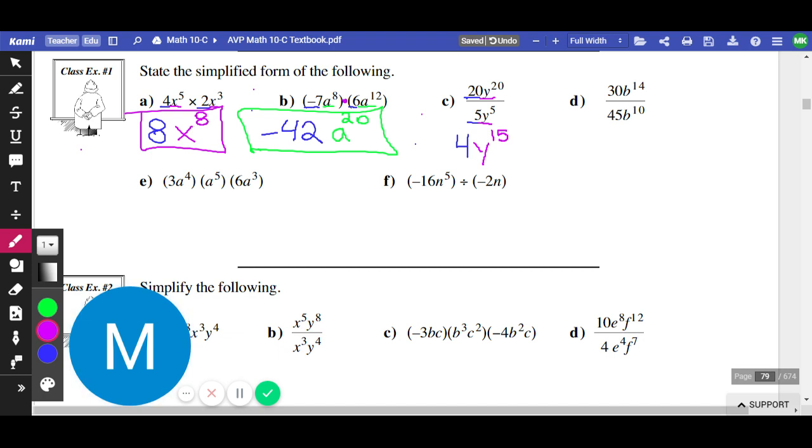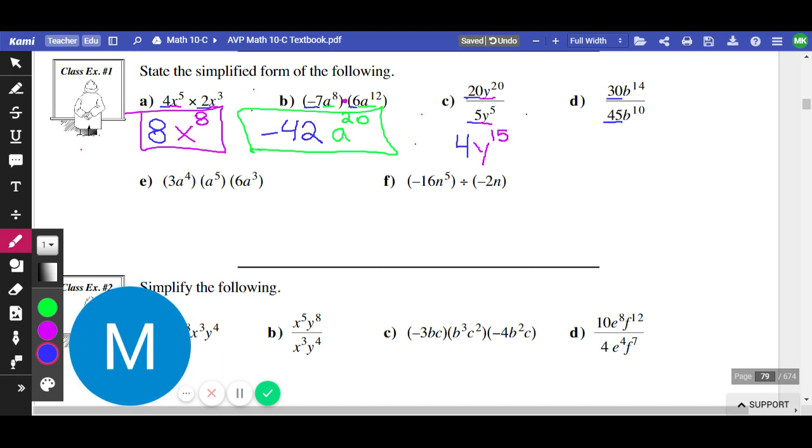Awesome. D is trickier. Okay. The reason D is going to be trickier is because of the coefficients. So prior to this question, our coefficients always divided nicely, right? 20 divided by 5 into a whole number. If you look, this one's not going to quite work that way. So we have 30 and 45. If you go 30 divided by 45, you get a decimal. I think you get 0.66666.